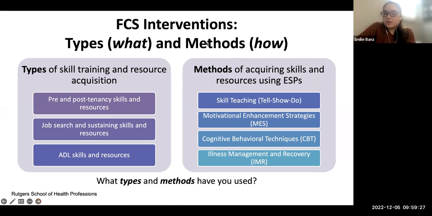But I just want to generally ask everybody, and you can just give me a yes or no in the chat box, has anybody here ever used skills teaching as an intervention or used tell, show, do, which is a method for skills teaching as an intervention? So I have a yes. Anybody else? And if it's no, that's okay, because like I said, we're going to talk about it.